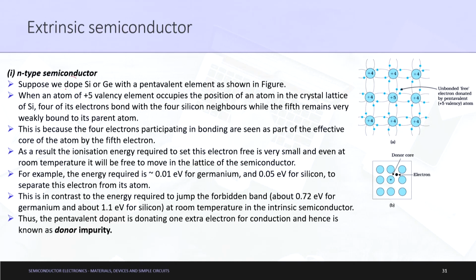Suppose we dope, so dope as in adding the impurity into the pure semiconductors. Suppose we dope silicon or germanium with a pentavalent element as shown in the figure. What does it say? Basically, let us see the lattice structure. So, this is the lattice structure being made here.